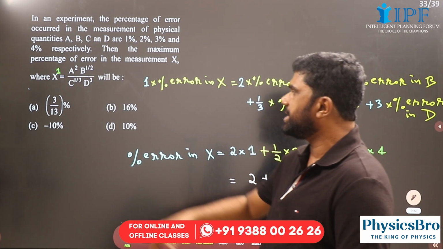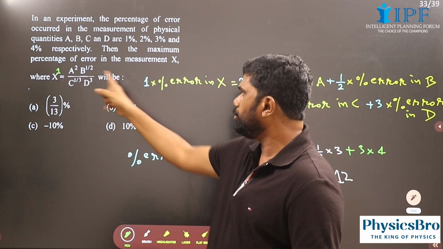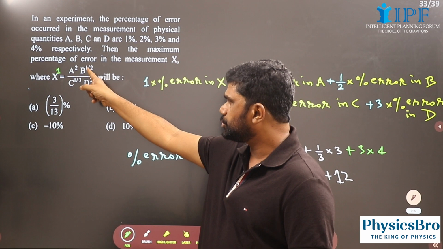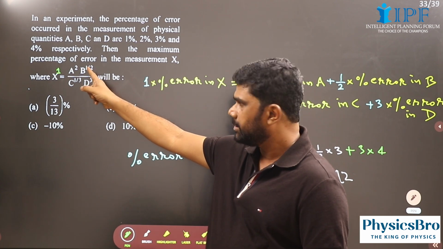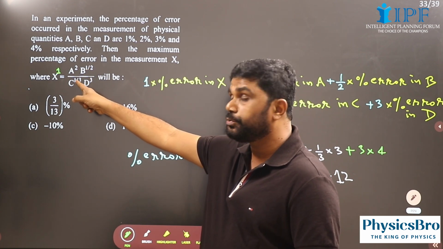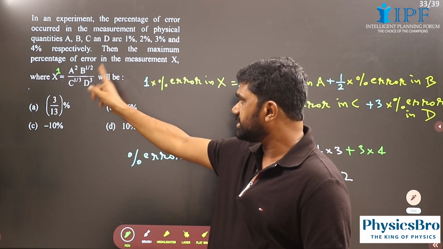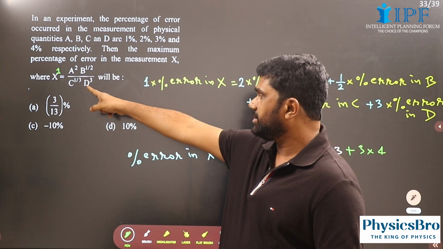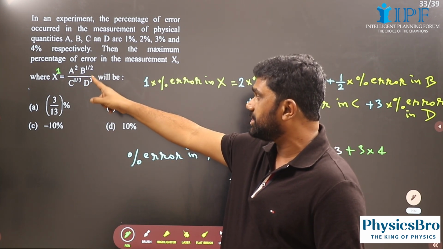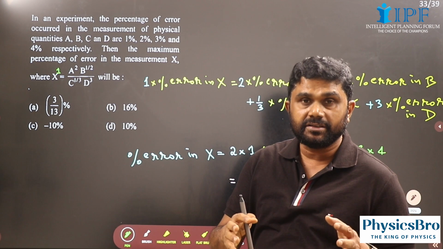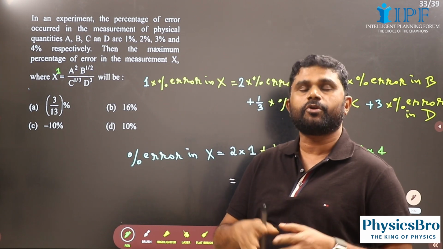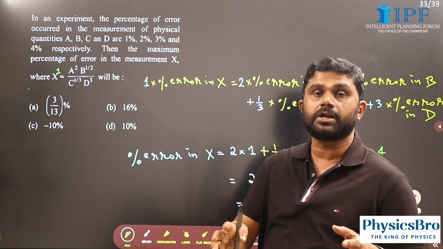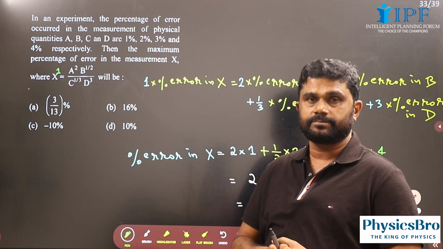The only thing you have to do is take the power of each variable times its percentage error: 1 into percentage error in x equals 2 into percentage error in A plus half into percentage error in B plus 1 by 3 into percentage error in C plus 3 into percentage error in D. See whether this power is positive or negative when finding the maximum error. Only the maximum error is significant. When you find the maximum error, you have to take all the powers as positive.